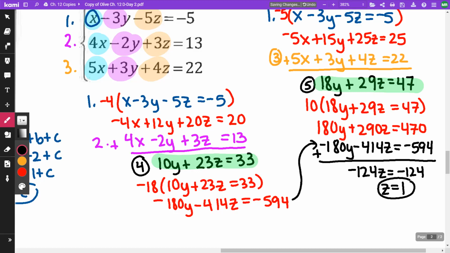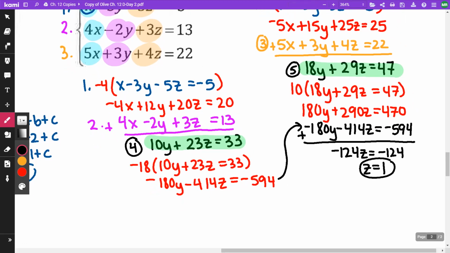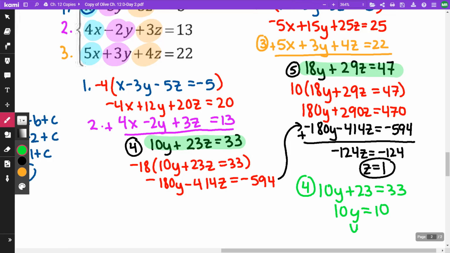So at this point, my two equations 4 and 5, that system, I'm not done solving because I need to still find my y. So if I had a choice between these two, I think I'm going to use equation 4. Okay. So for equation 4, what I'm going to do is I'm going to have 10y plus 23 is equal to 33. So 10y is equal to 10. And so y is equal to 1 also.